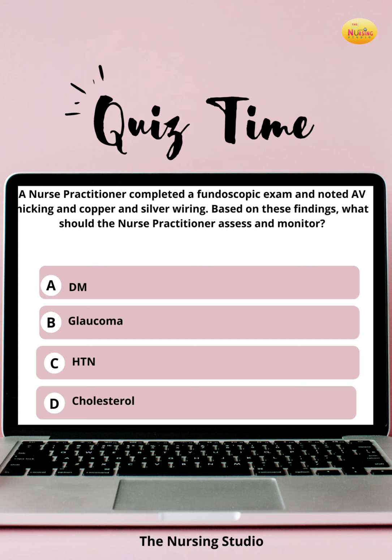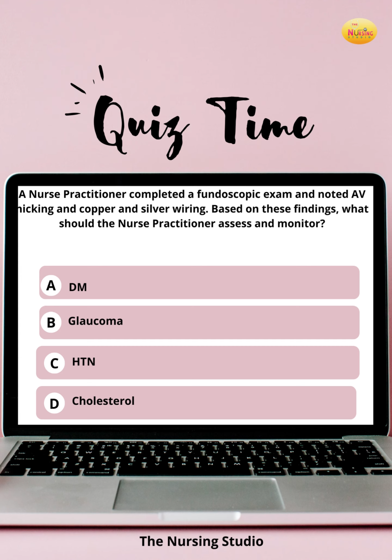All right, you guys, as always, I tell you to read the stem of the question first so that you can ensure that you are answering what they're even asking you, right? So the stem states, based on these findings, what should the nurse practitioner assess and monitor? So that means you need to take a step back and see what the findings are, right? So it's a fundoscopic exam. So we're looking at the eye through that ophthalmoscope and seeing AV nicking, copper and silver wiring. So when you're thinking of those, what things may potentially cause those abnormalities on the eye exam?